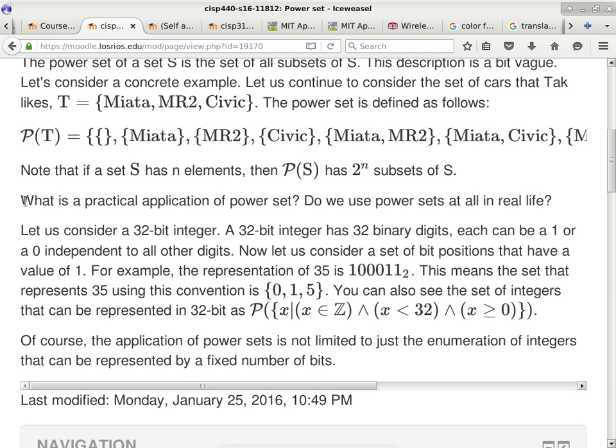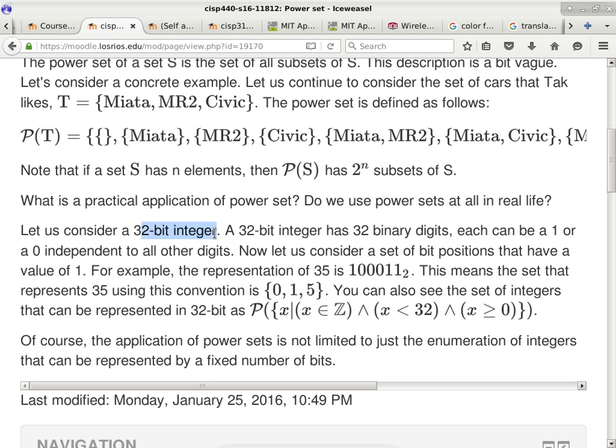The most popular question is, what is a practical application of a power set? Why do we need to understand power sets? Now, not that the following explanation is really the reason why we need to understand power sets, but it is one application. The application is to consider a 32-bit integer, and by this time, I'm hoping that everybody understands what a 32-bit integer is. Is that okay? It is 32 individual binary digits stuck together, and we interpret the entire thing as an integer.